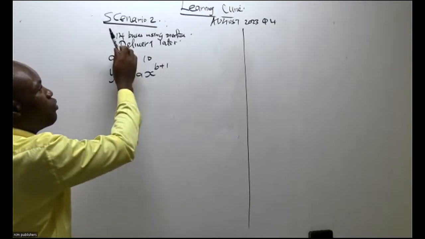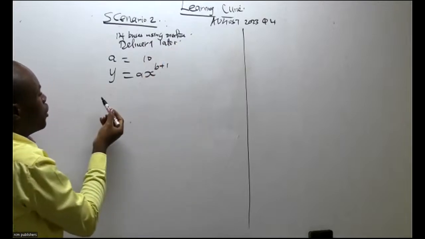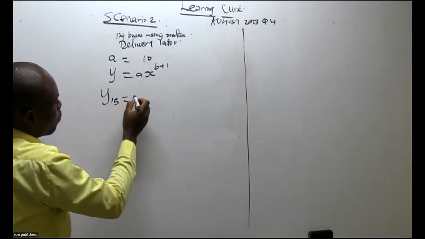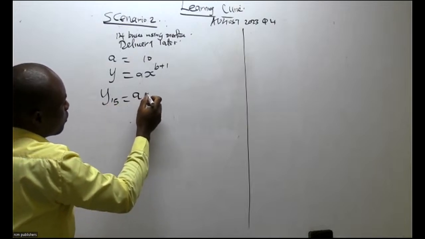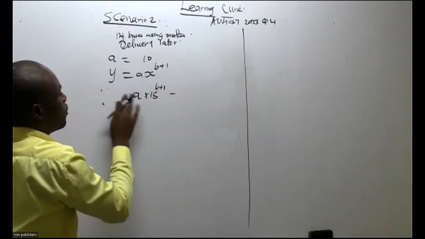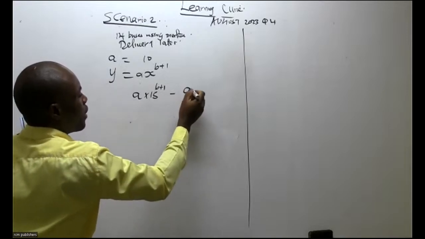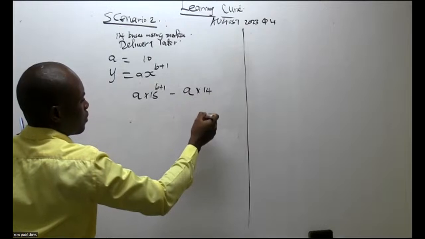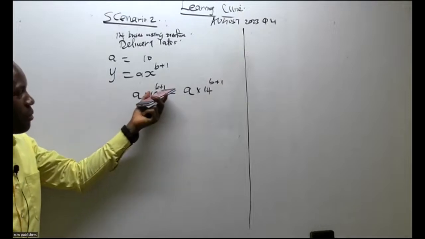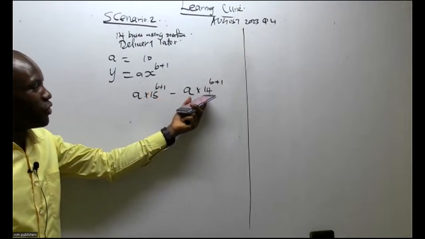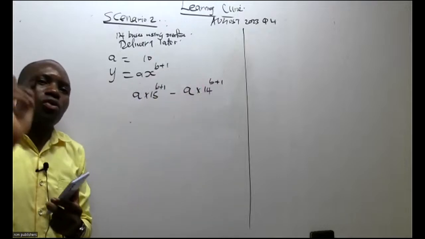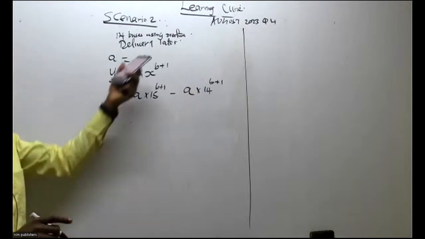For you to get the time taken to deliver this 1 bus, you need to give us Y at 15 is equal to A times 15 B plus 1, less A times 14 B plus 1. If you take the time taken to produce the 15 buses, less time taken to produce the 14 buses, that difference will enable you to get the time taken to produce the 15th bus, which they are going to deliver later.